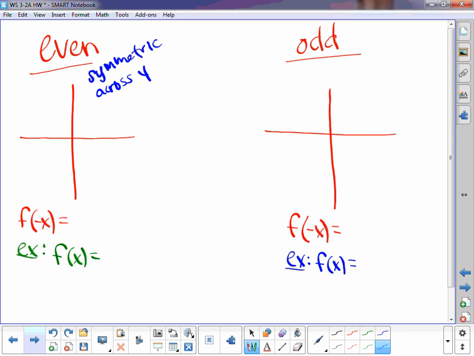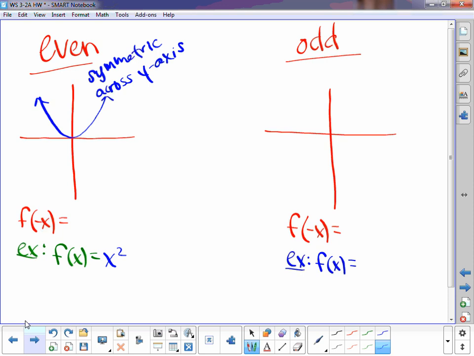Okay, across the y-axis. So symmetric across the y-axis, that means if we fold it in half down the y-axis, we get the same thing on both sides. Who can think of an example? Good, x squared. Absolute value is also true. Alright, so our example is f of x equals x squared. If we fold this in half down my y-axis, we have the same piece on either side.